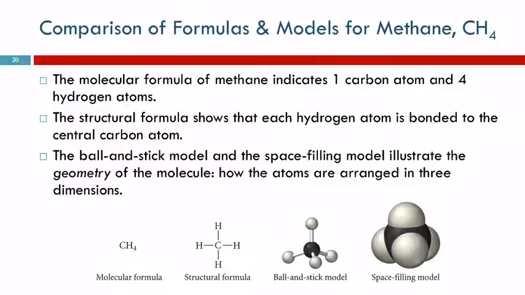So let's look at one specific compound. This is methane. Its chemical formula is CH4. So this tells us for every one carbon there are 4 hydrogens. So the molecular formula would just be the list of the elements and the subscripts telling how many of each. This is a molecular formula.